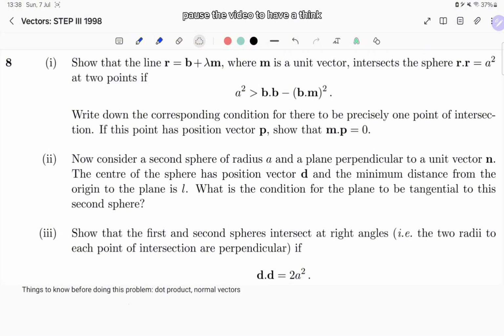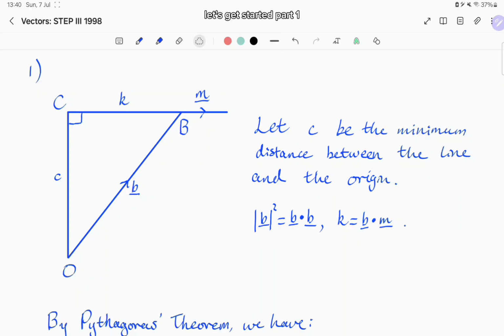Pause the video to have a think, and once you're ready, restart to see if you were correct. Let's get started. Part 1.